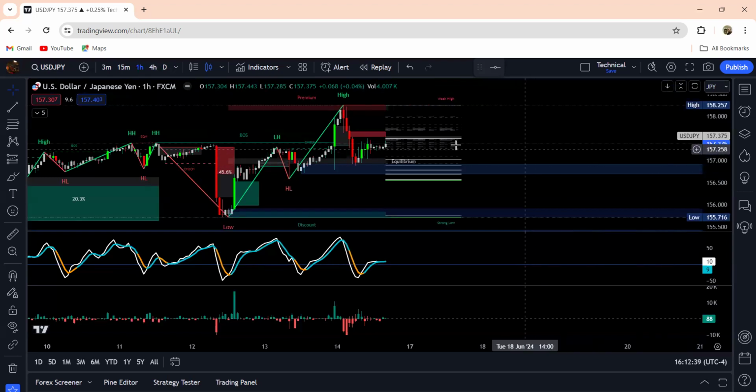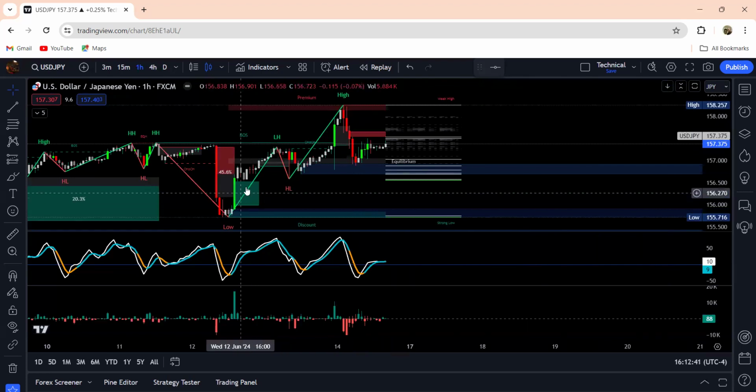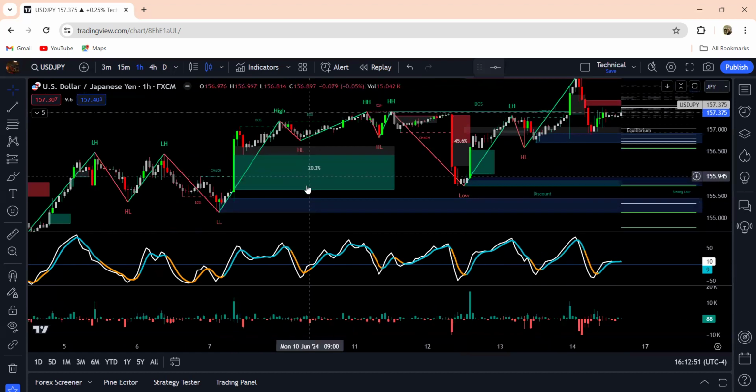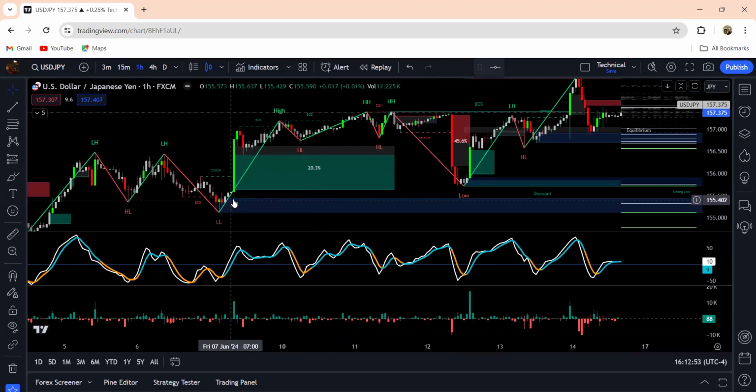So basically, what I came to find is that these fair value gaps are typically more so for continuation trades. So basically, in a situation where we see bright price.